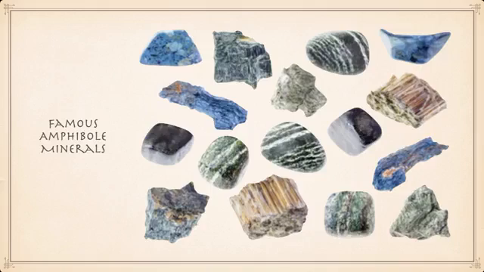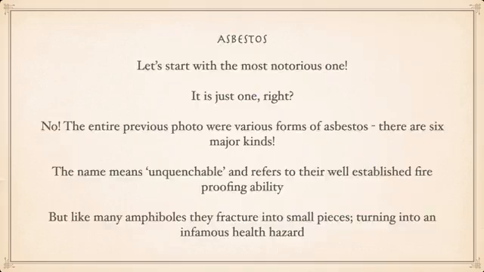Now, what group do you think that is? If you had to think right now, what would you say that was? Well, if you said it was the dirty dozen, well, not really a dozen, more like a lot fewer, 6, but still asbestos, then you're right. So let's just start right off the bat with the most notorious amphibole, the asbestos group.